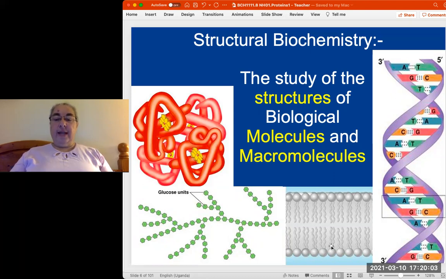Here is a phospholipid bilayer, so phospholipid molecules associated together to make a membrane structure. And here is a carbohydrate made up of sugar units, glucose units. So all these things have one thing in common. They are large structures made from small building blocks.